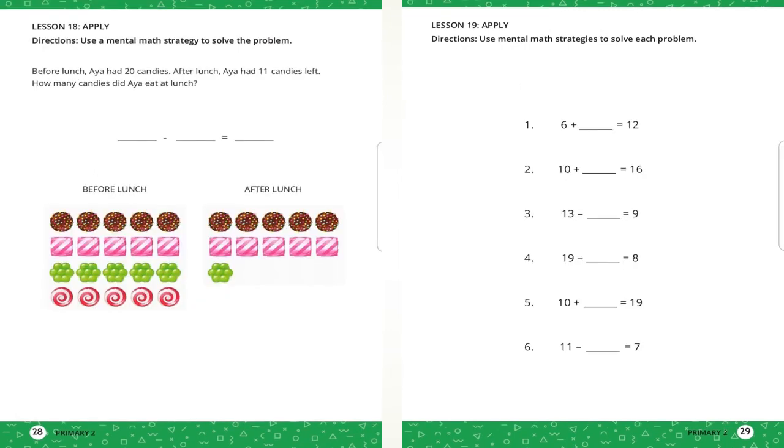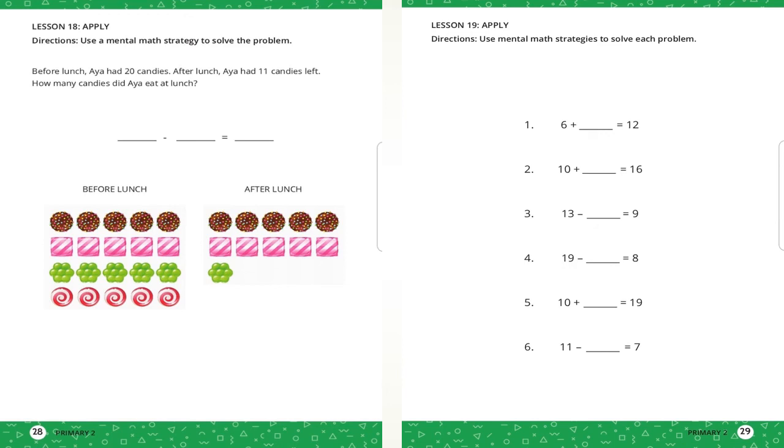Lesson 18, the apply part. Use a mental math strategy to solve the problem. Before lunch, Aya had 20 candies. After lunch, Aya had 11 candies left. How many candies did Aya eat at lunch?